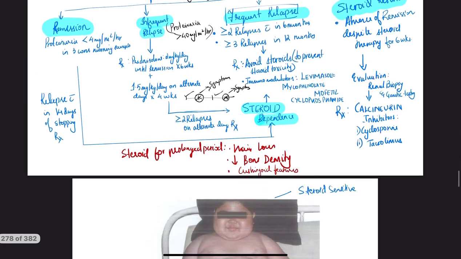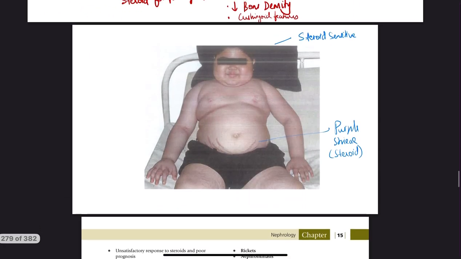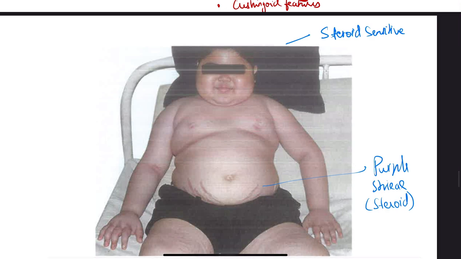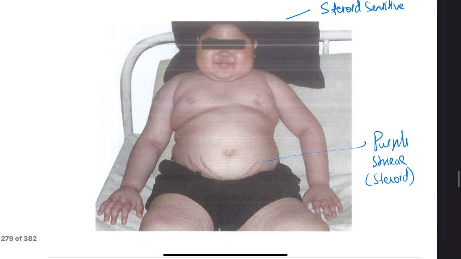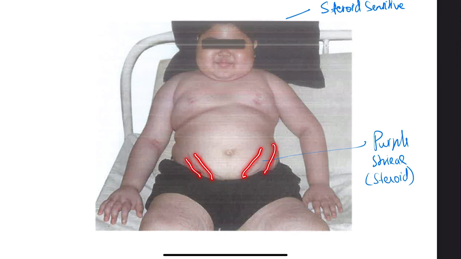Okay, so one last picture I have put here, that's from Ghai itself. So this is a child with, you can see clearly, facial puffiness, generalized edema, anasarca. So this child has nephrotic syndrome, which is a steroid sensitive type of nephrotic syndrome. How do you know that? Because of this purple stria that you see here, right?